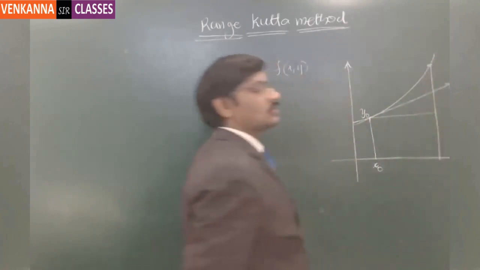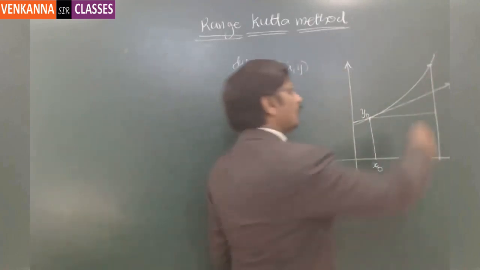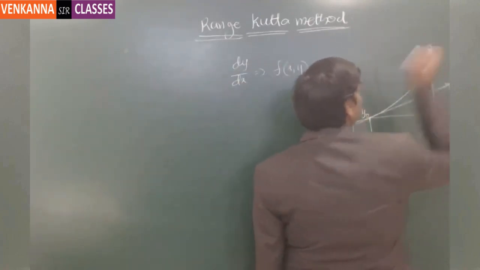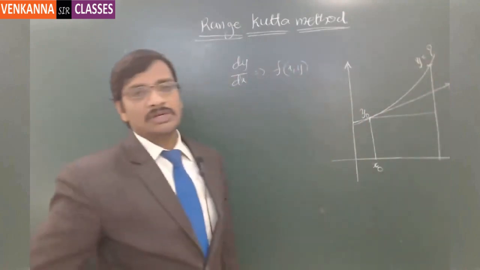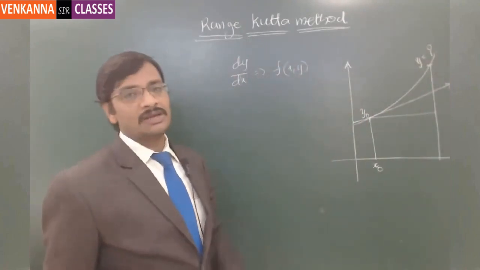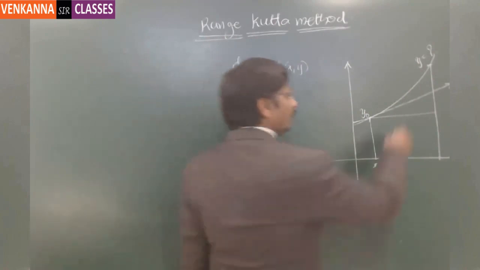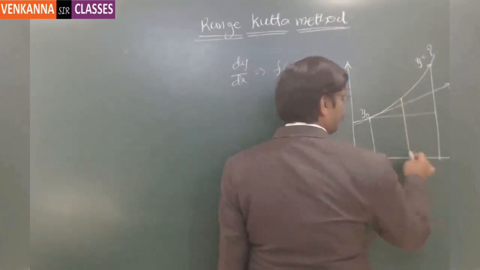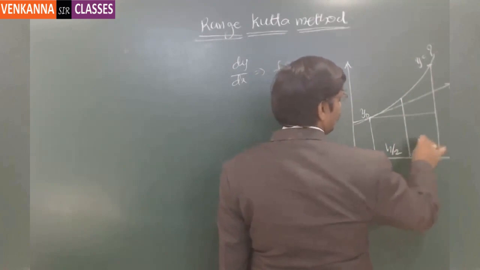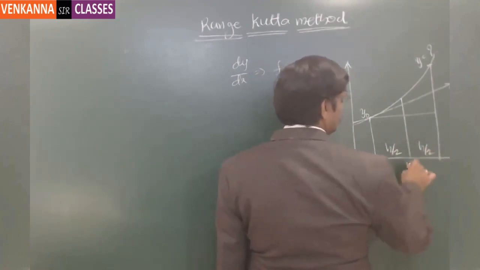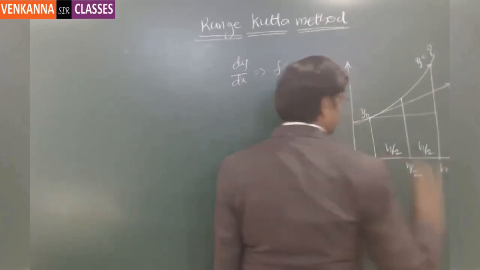That is nothing but the solution of the differential equation, provided you are able to find the value at this location. For that, the methodology we adopted in Runge's method is that we divided this into two equal parts: this is h by 2 and this is h by 2, so the whole interval is h.